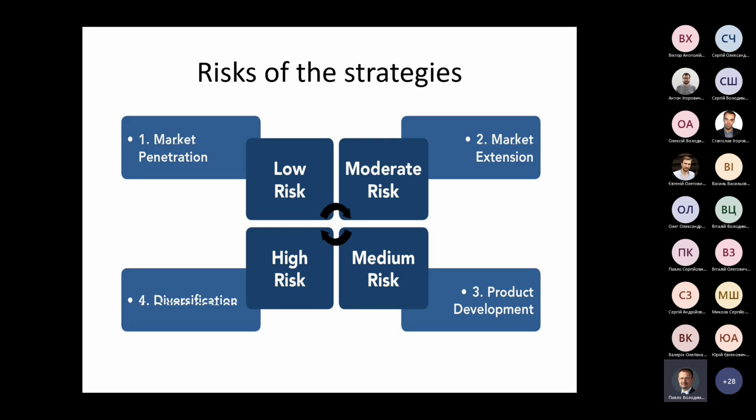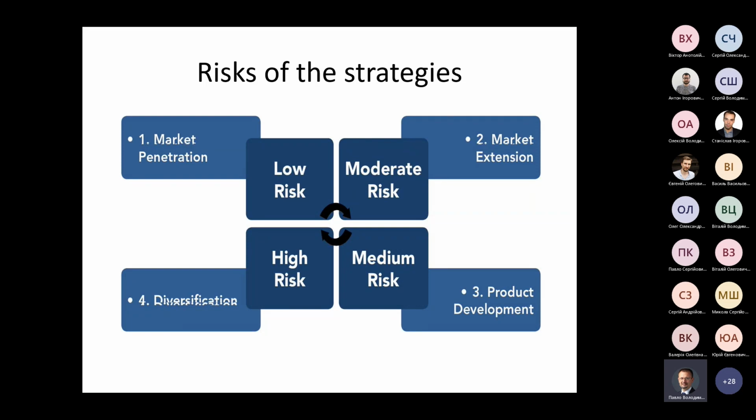So if we know everything, the risk is lower. Then if we speak about market development, the risk of market development is a little bit less than product development, because information about new customers is easier to get compared with the task of creating a completely new product. And the risk of diversification strategy is the highest.